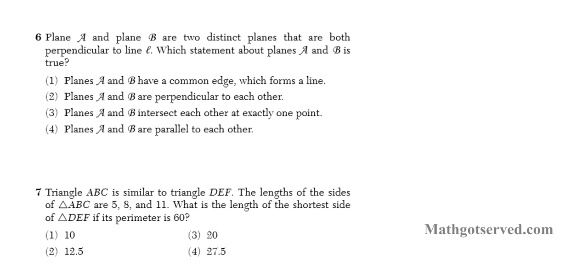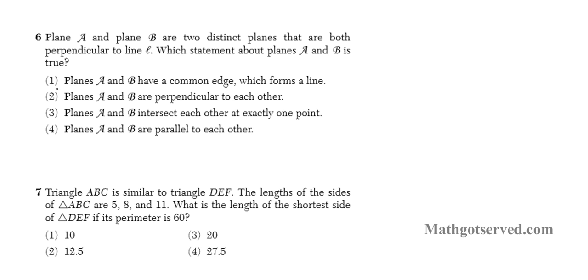All right. Let's start out by taking a look at question number 6. It says plane A and B are two distinct planes that are both perpendicular to a line L. Which statement about planes A and B is true?